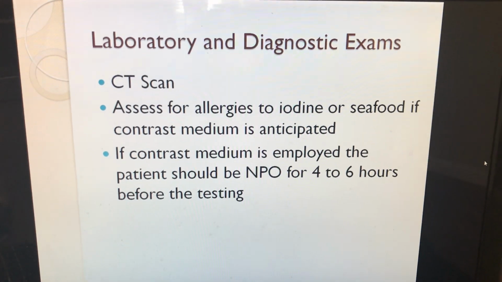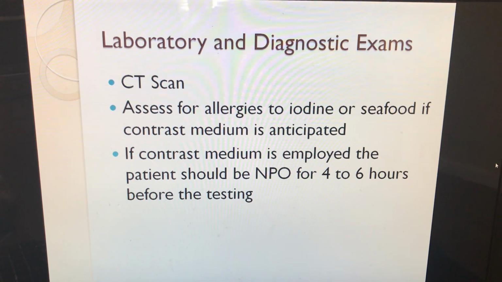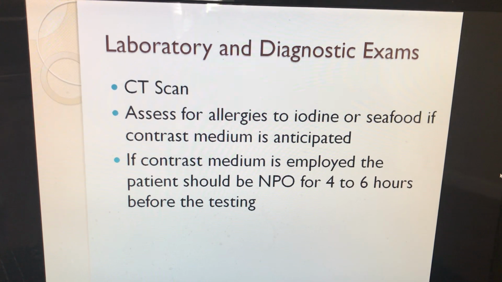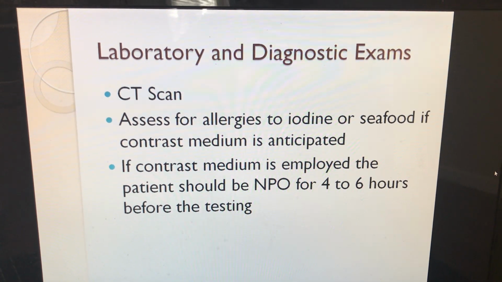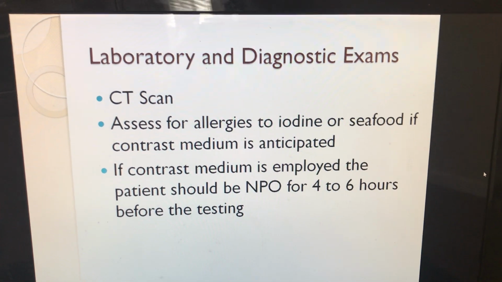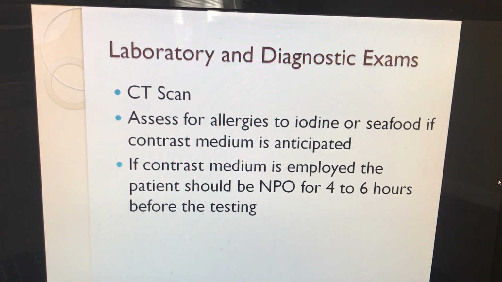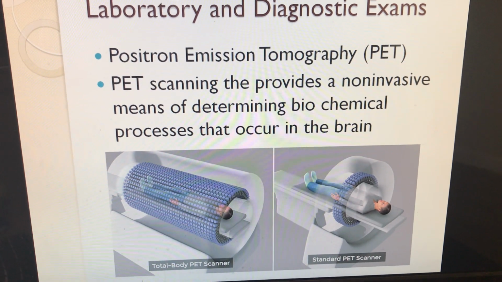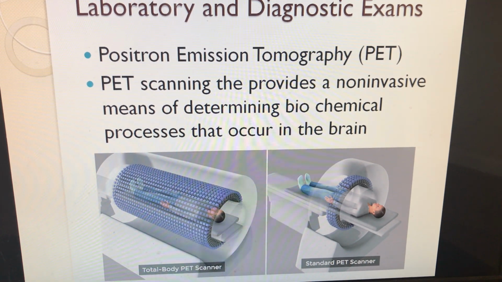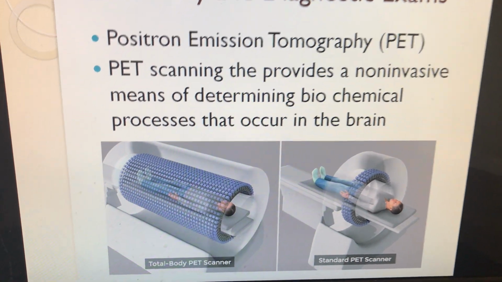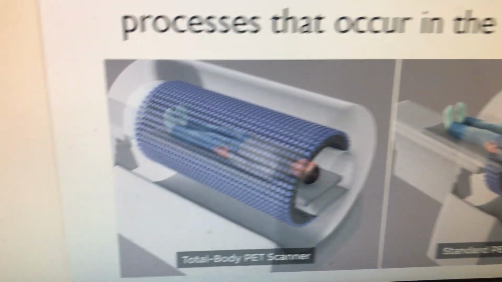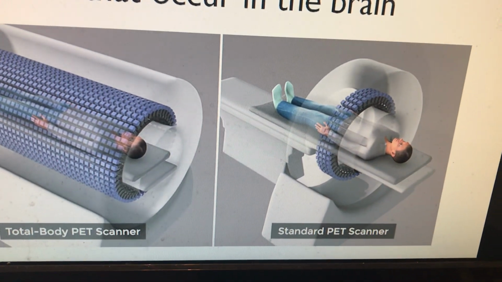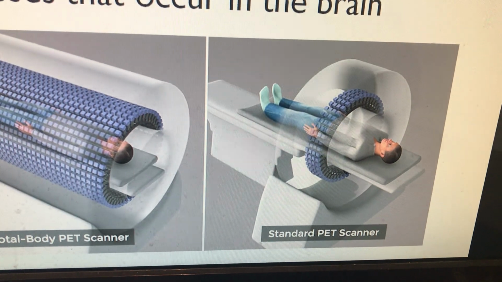Next, you have a CT scan. You want to remember to assess for allergies to iodine or seafood if contrast medium is anticipated. And if they are going to use that, the patient may be NPO for 4 to 6 hours before the testing. You have what's called your PET scan, and this provides a non-invasive means of determining biochemical processes that occur in the blood. So you can have a total body PET scan, or standard, which is just one certain area.